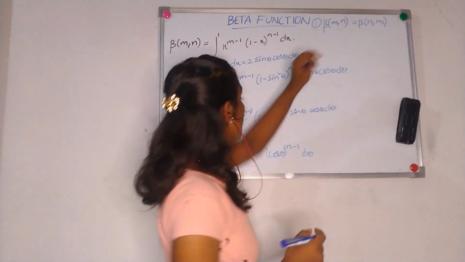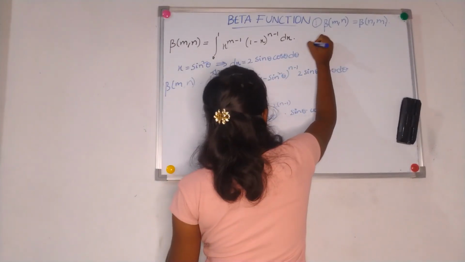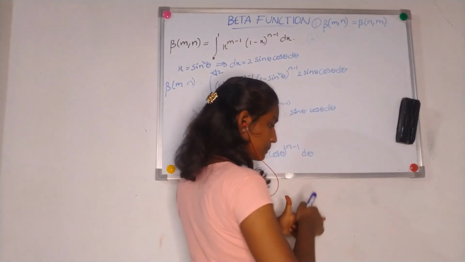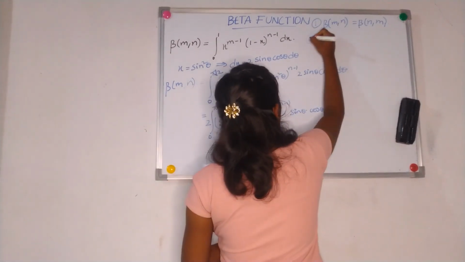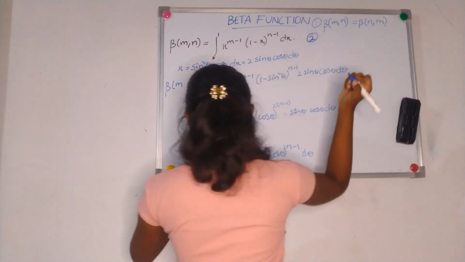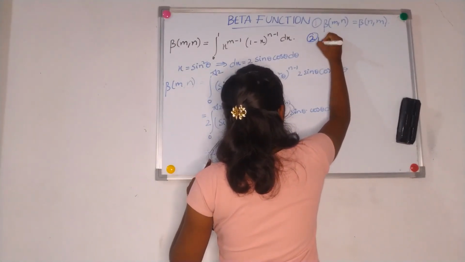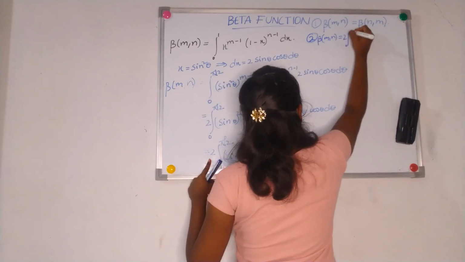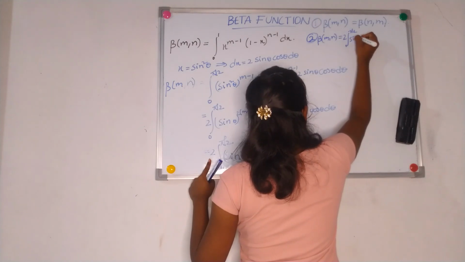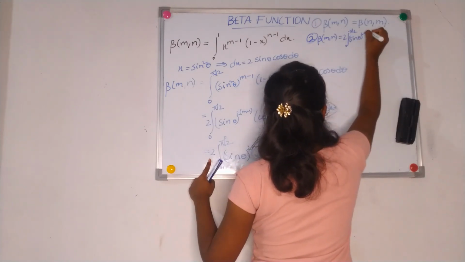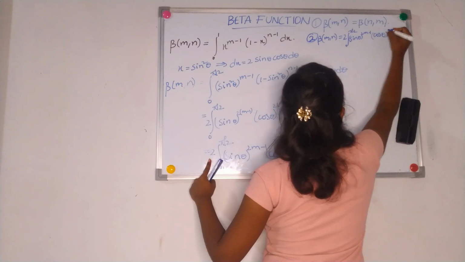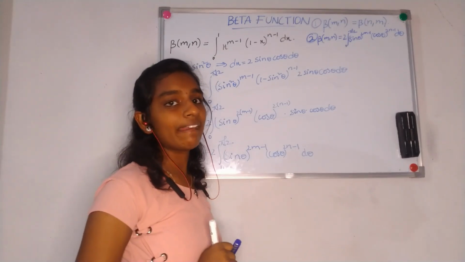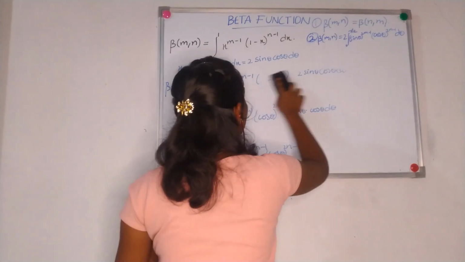Let me write this relation over here also. So what would I get? The second relation is beta of m comma n is equal to 2 into the integral from 0 to pi by 2 of sine theta whole power 2m minus 1 into cos theta whole power 2n minus 1 d theta. Okay, this is what I have got till now. So let me remove this whole thing.